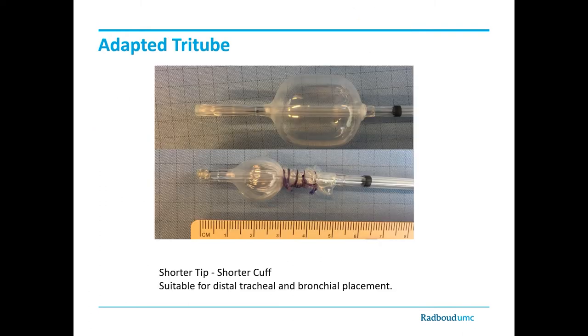This is what we did. We reduced the length and the size of the cuff with surgical knots. In some cases, we also cut the tip. In this way, we reduced the length from 6.5 cm to 3 cm. A normal left main bronchus measures 4 to 4.5 cm. This will fit.